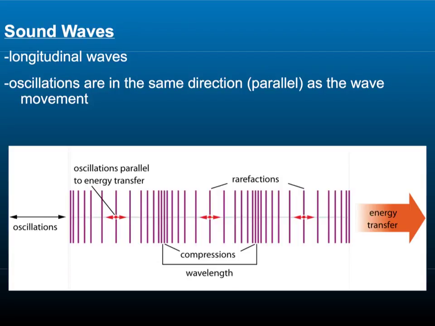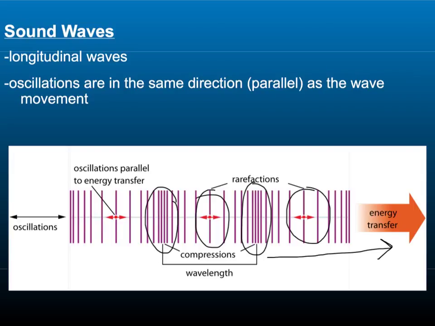In longitudinal waves, the oscillations are parallel, in the same direction as the wave movement. This means that drawing a longitudinal wave can be a little complicated. They are usually drawn like the one in the diagram. They are made up from these areas of high density, which are called compressions, and these areas where the waves are a little bit more spread out, called rarefactions. And the energy is transferred in the same direction as the motion of the wave.